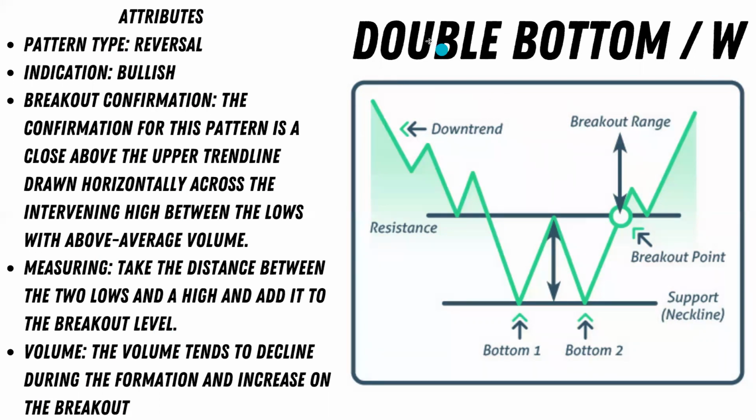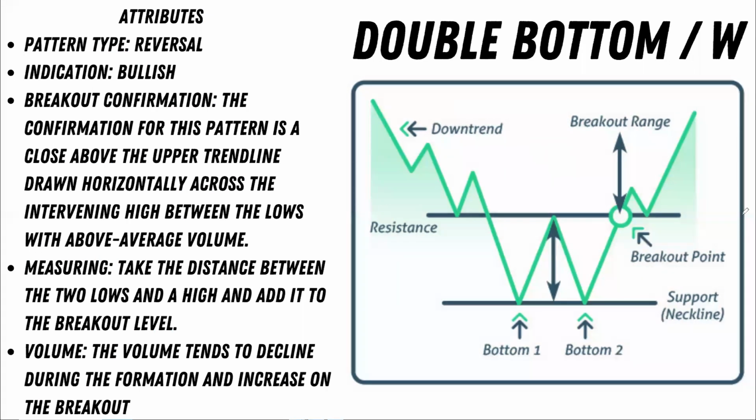So as you can see here, we have our resistance, our breakout level. We have one bottom, we have two bottoms. This is our support right here. And then you get your breakout range from this period right here, from your support up to your resistance.